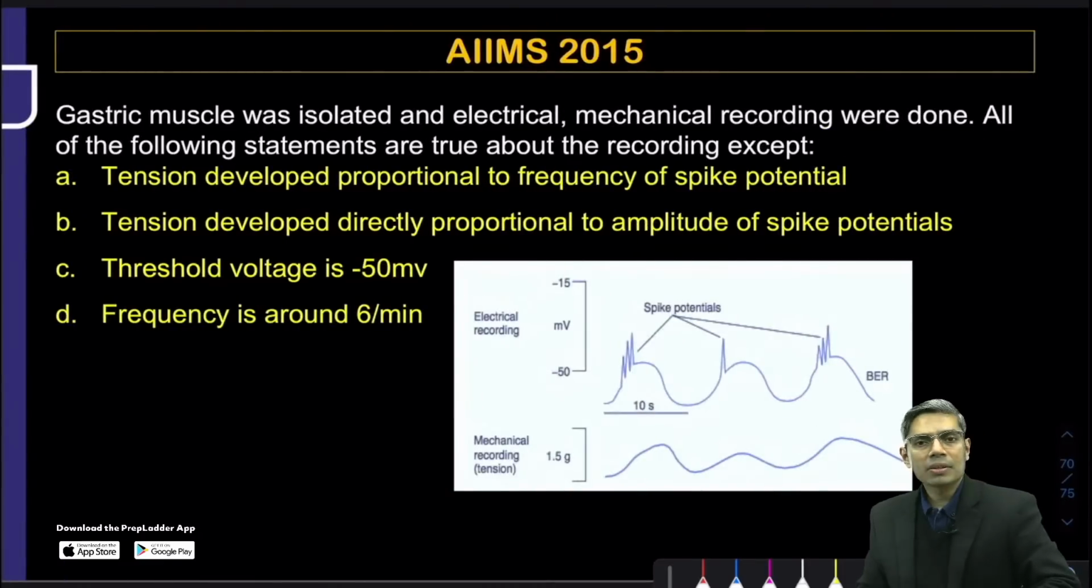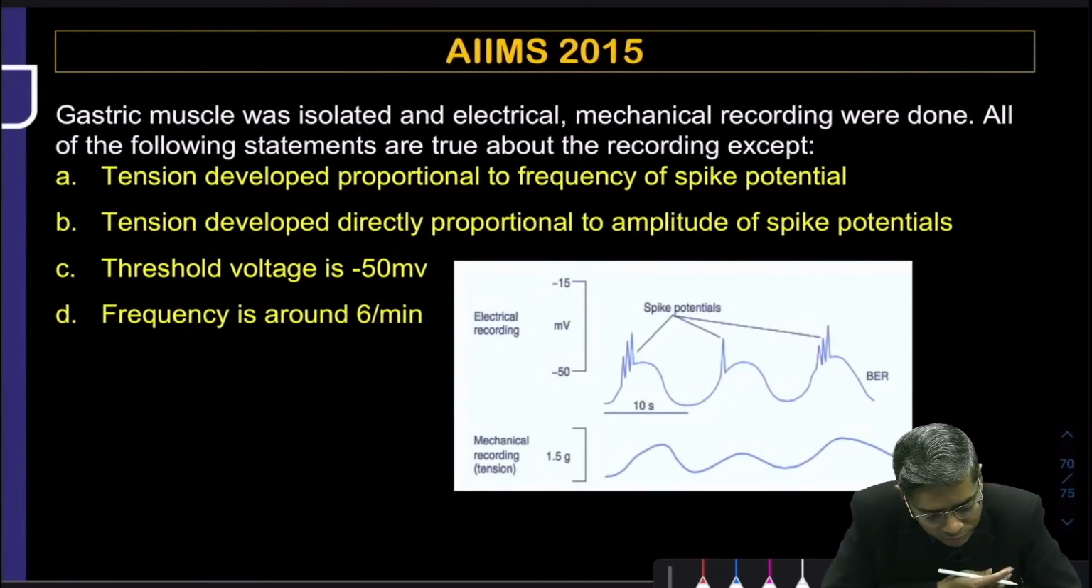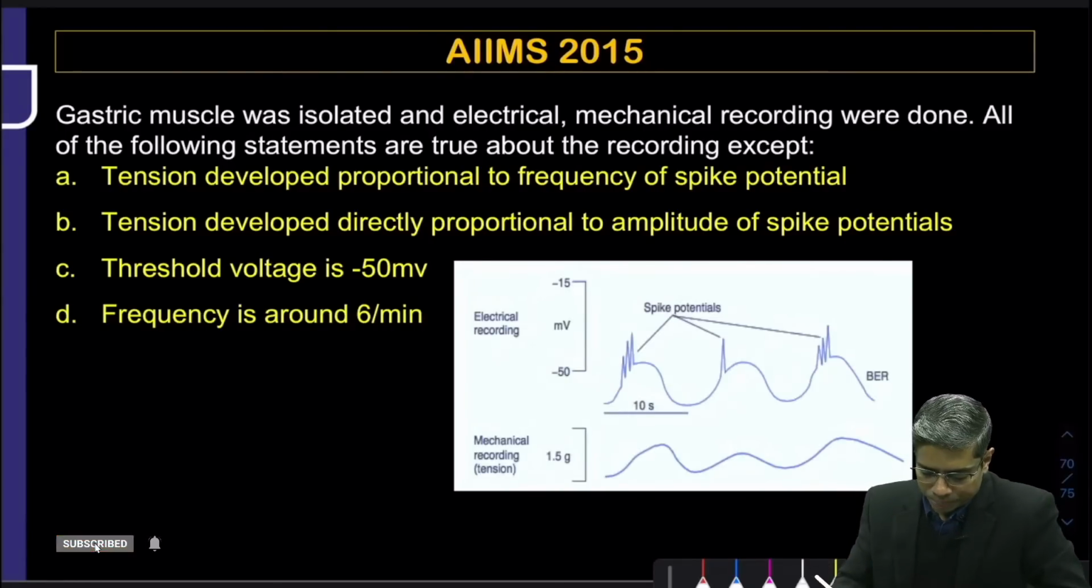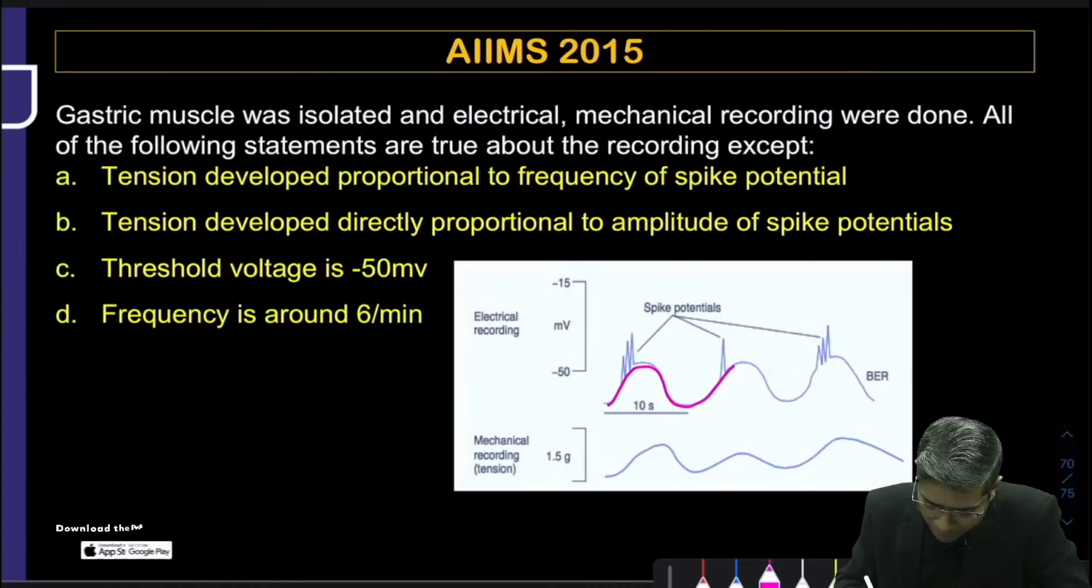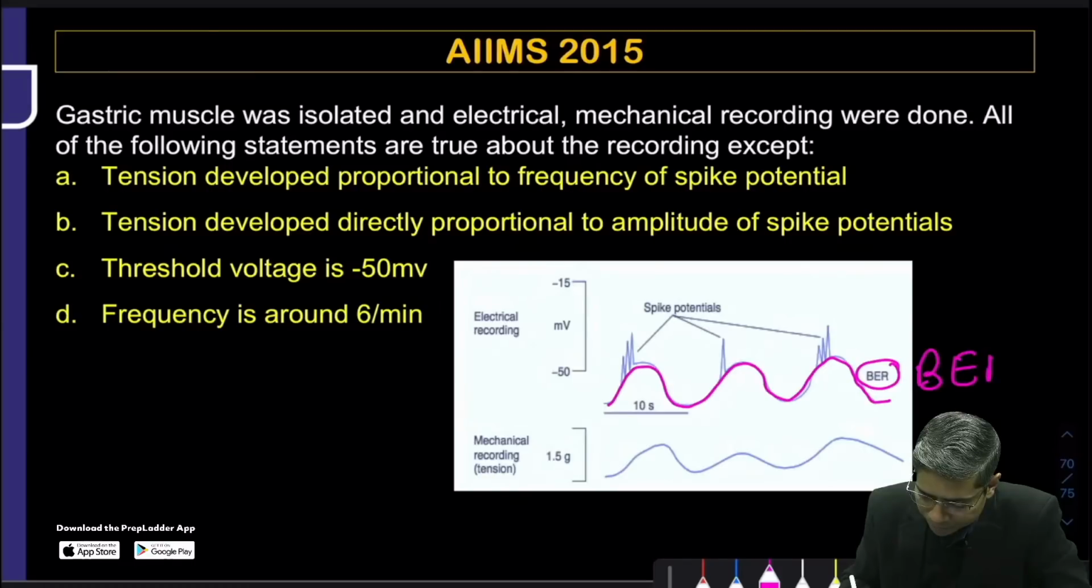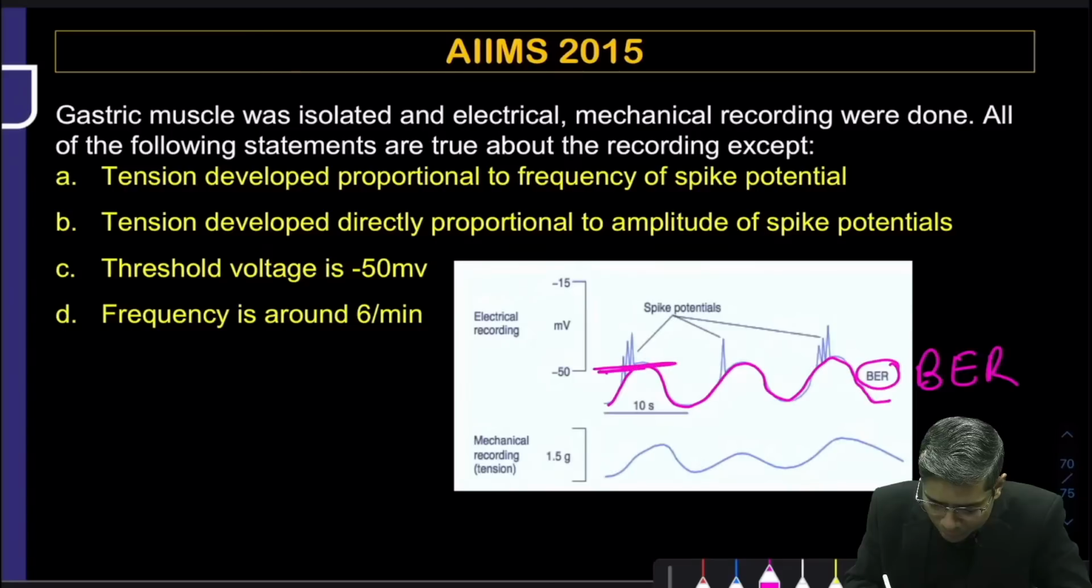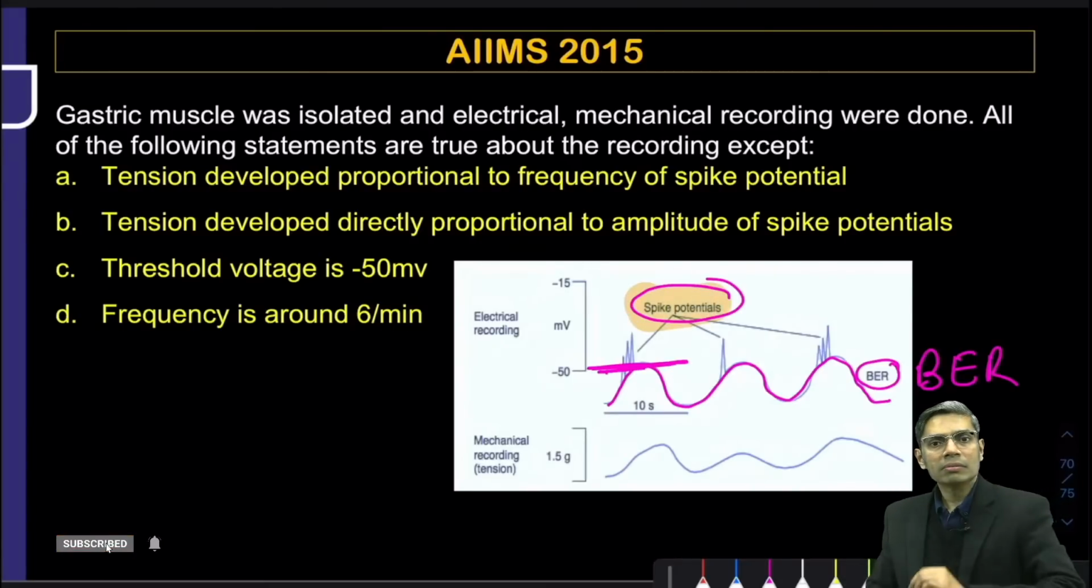Okay. Now another question, this is the question which has been asked in NEET PG. Repeat question, answer बताओ. So if you look at this question, this is the basal electrical rhythm, BER. When the BER is going above this voltage, there is appearance of the action potential.